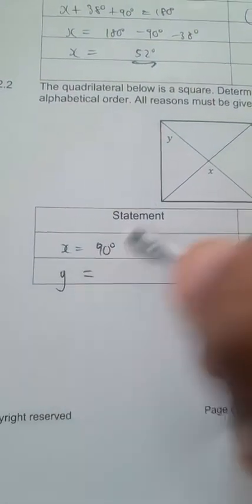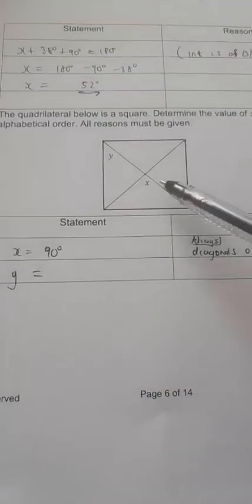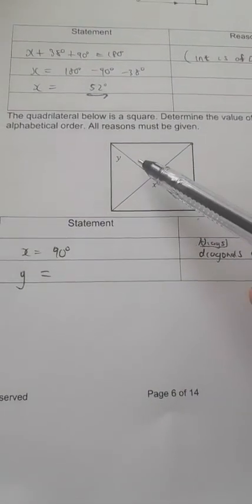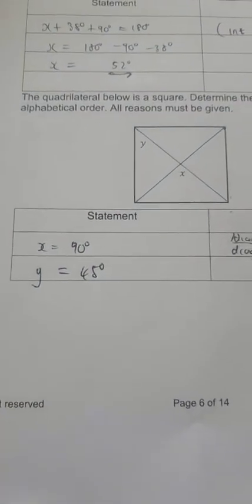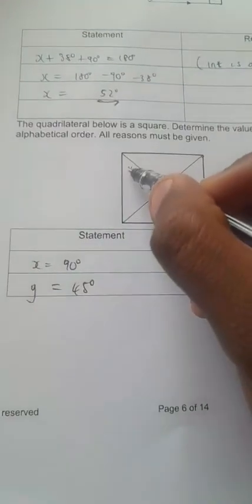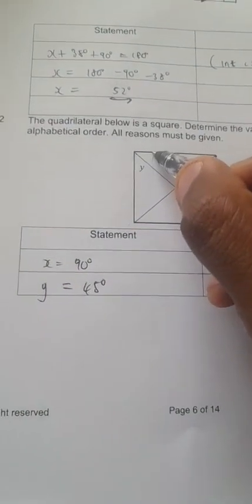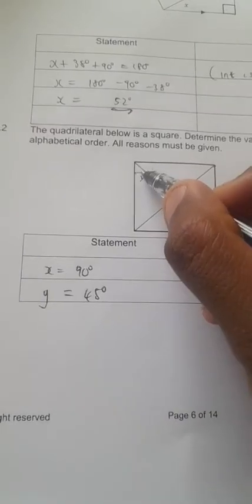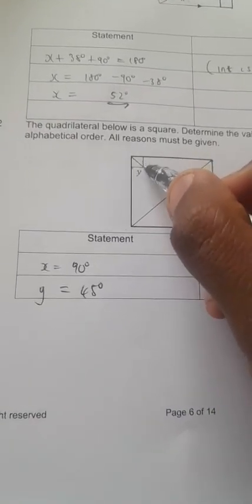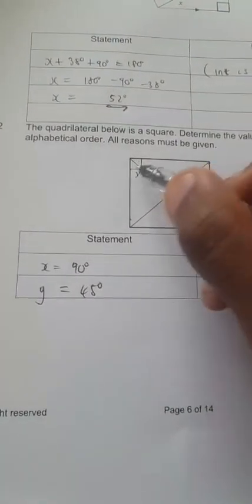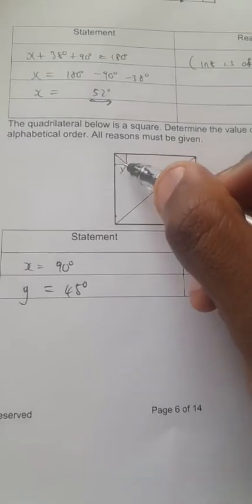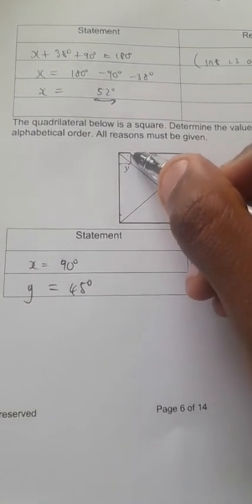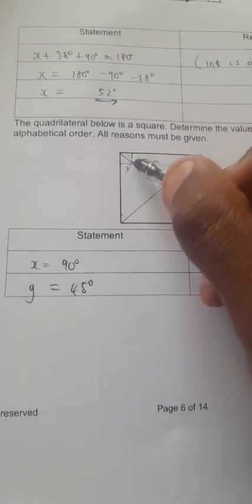Y. What is the value of y, guys? What do we know about the diagonals of a square? Very good. Y is equal to 45 degrees. Why? Because the diagonals of a square bisect the angle. Bisect the angle, yes. You know that the corner angle of a square is 90 degrees. Each corner angle is 90. So this diagonal actually splits the corner angle into 2 equal halves. So if this is 90, what are we doing to 90? We are dividing by 2. What do we get? 45 degrees.